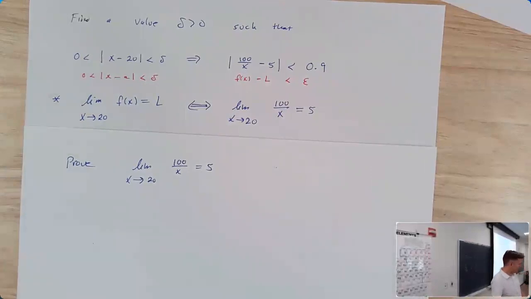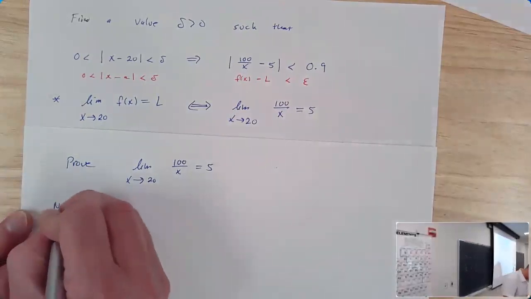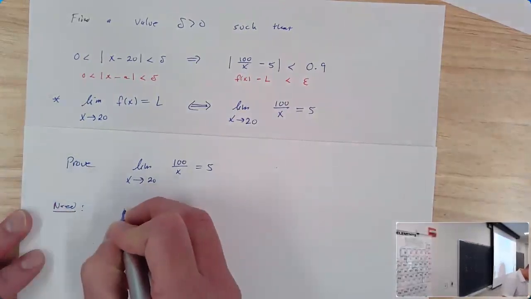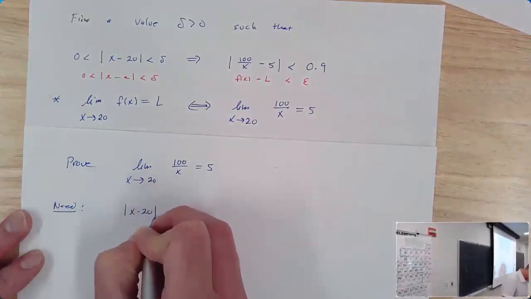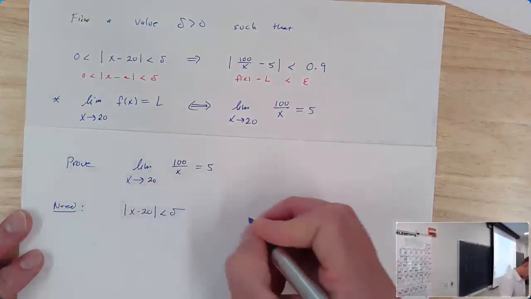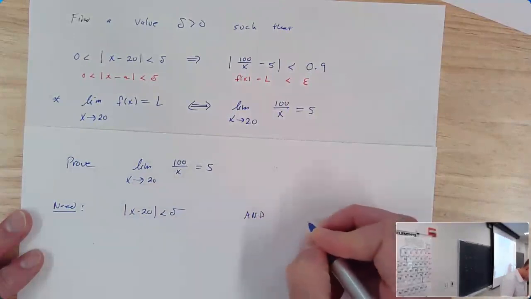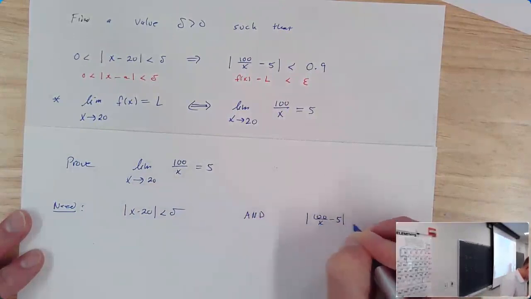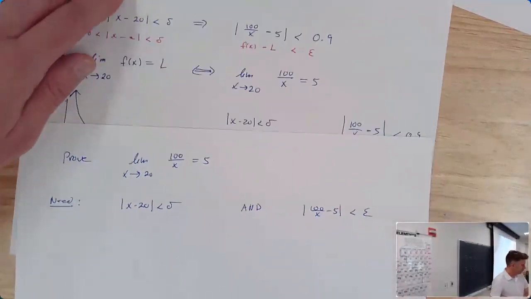So we know we need two things. We need the absolute value of x minus 20 to be less than delta, and we need the absolute value of 100 over x minus 5 to be less than epsilon. Those are the things we need.